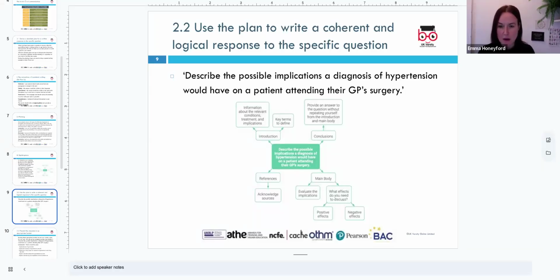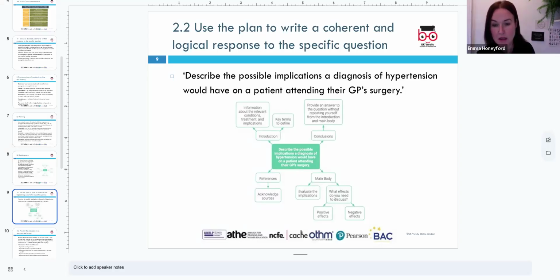So you'll see within the spider diagram, they've put the question at the centre, and then they've broken it down into an introduction to the left, which then is broken down into two areas: information about the relevant conditions, treatments and implications, and then the key terms to define. So that will discuss in the introduction which terms you are going to talk about within the essay. And then you've got your conclusions. I'll go to that next, sorry. The main body after the introduction. So you'll see what that needs to talk about.